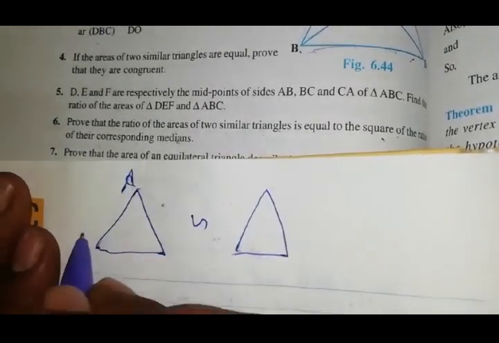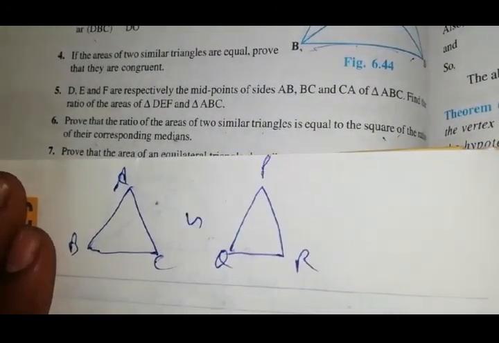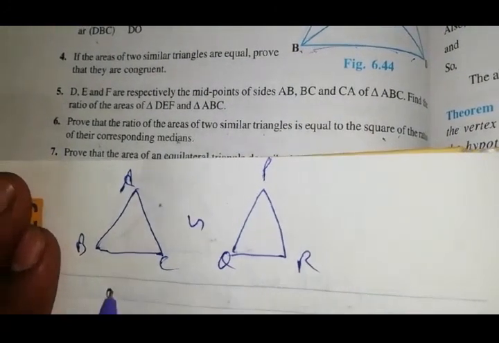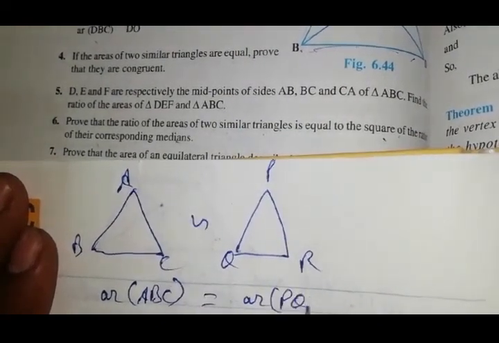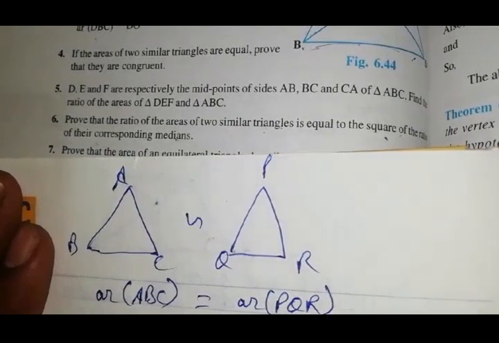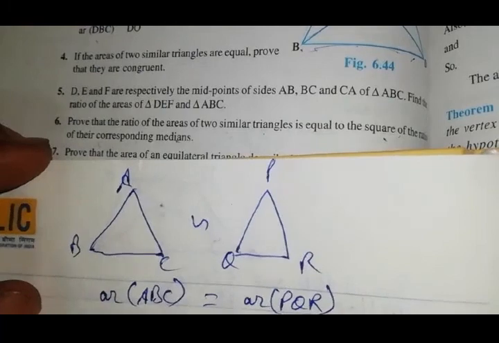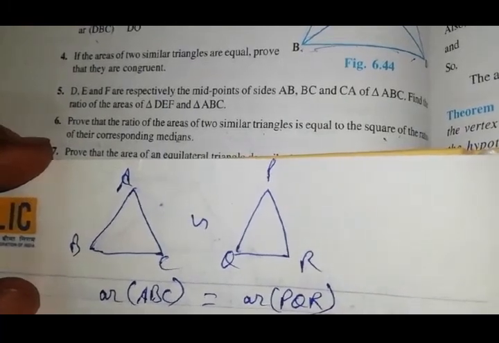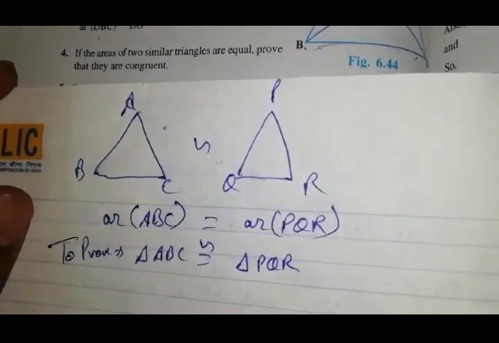Okay, so ABC and PQR, these are similar triangles and their areas are also equal. So we can say that area of triangle ABC is equal to area of triangle PQR. Now what we have to prove is that triangle ABC is congruent to triangle PQR. This is what we have to prove.